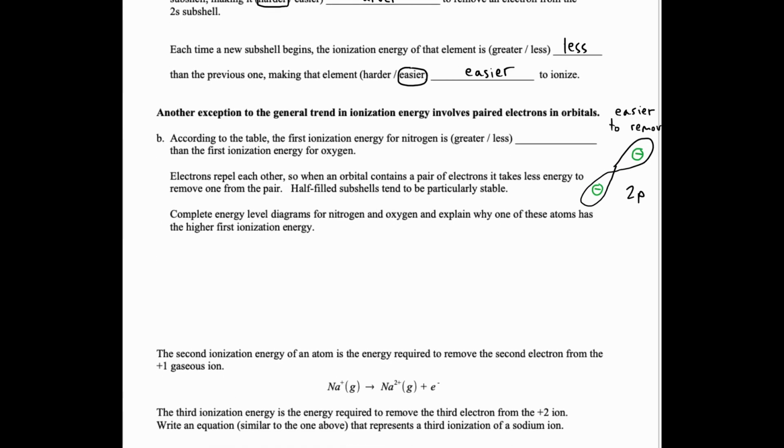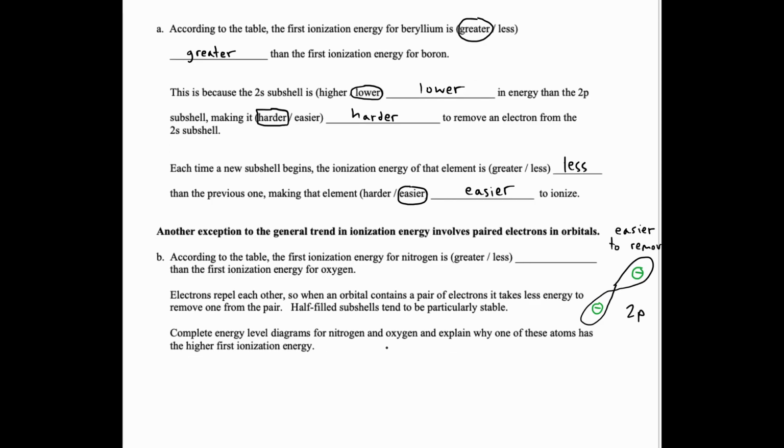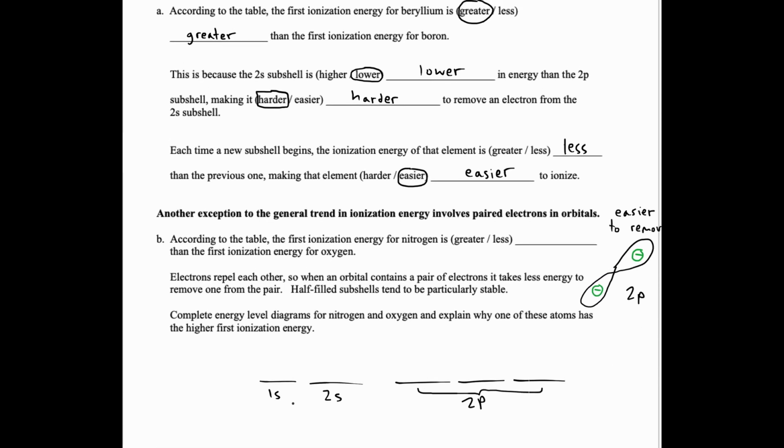So why is this? Well, we could complete an energy level diagram for both of them to explain why it's easier to take an electron from oxygen than nitrogen. To make the energy level diagram, we'll just do a blank for the 1s shell, a blank for the 2s shell, and then 3 blanks in a row for the 2p. Let's do the same down below. One of these diagrams can be for nitrogen, and the other one's for oxygen.